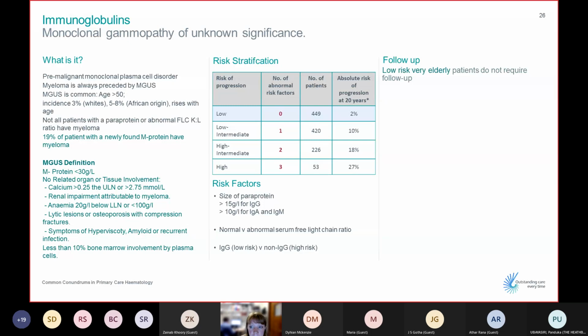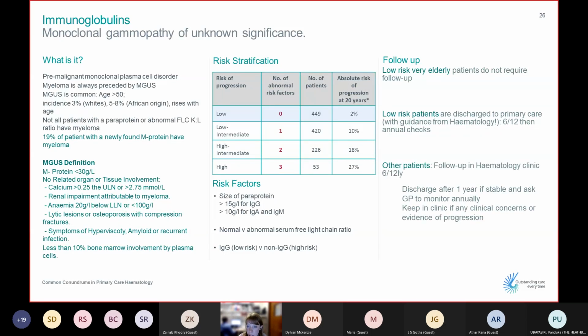We use this. So low-risk, very elderly patients do not require follow-up for MGUS, as their likelihood of progressing to myeloma is very low within their lifetime. Other low-risk patients, once they're assessed in haematology, can be discharged to primary care with ongoing guidance and help from us as needed, and should have 6 monthly to annual checks. Other patients continue to be followed up in haematology clinic, normally at least on a 6 monthly basis.